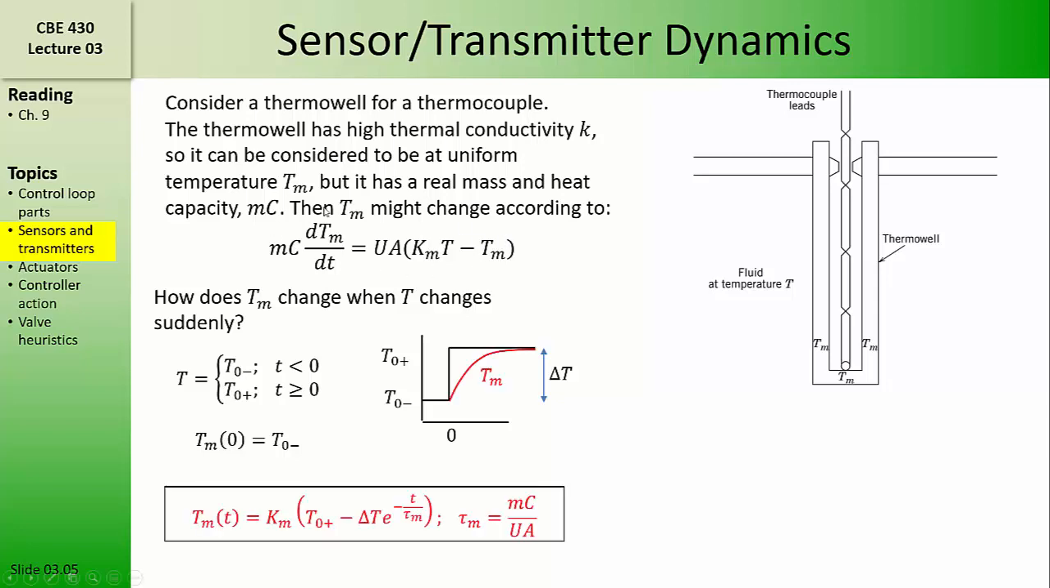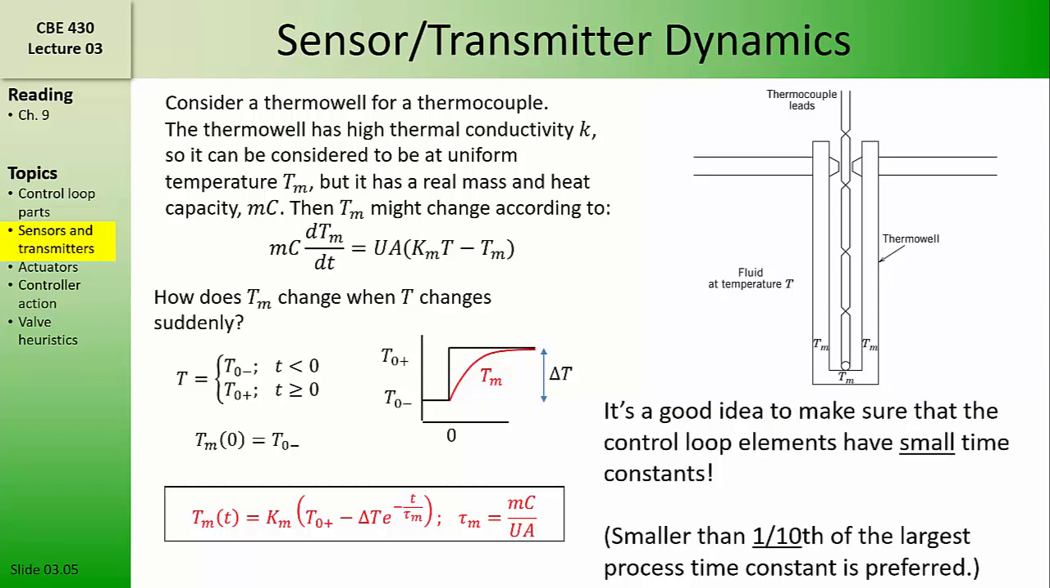The response of this first-order linear ODE to a step change in the temperature T at time 0 is an exponential. That is, the measured temperature T sub m asymptotically approaches a final steady-state value with a time constant tau sub m given by mc over UA, where m and c are the mass and heat capacity of the thermal well, and UA represents the overall heat transfer coefficient and area of the thermal well. This means that the sensor transmitter cannot track instantaneous changes in the temperature of the process fluid.